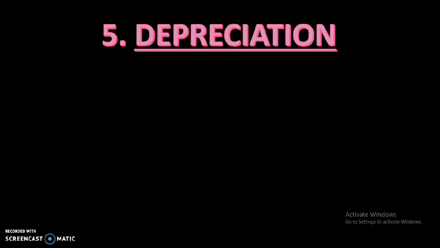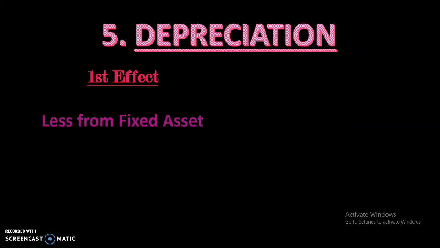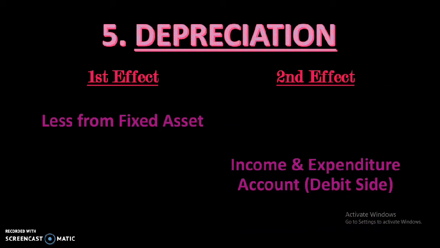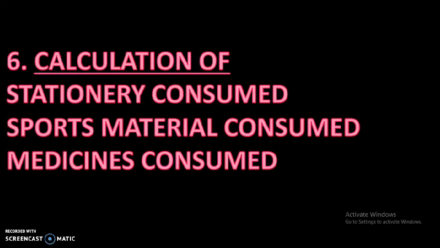The next adjustment is with depreciation. Depreciation, first effect, we less from the fixed asset. And the second effect, we write it to the debit side of profit and loss account. However, over here in NPO, we write the second effect to the debit side of income and expenditure account. Now these are the adjustments which we have been studying since the 11th standard. There will be a little change now from adjustment number 6 onwards, which is for calculation of stationery consumed, sports material consumed, and medicines consumed.